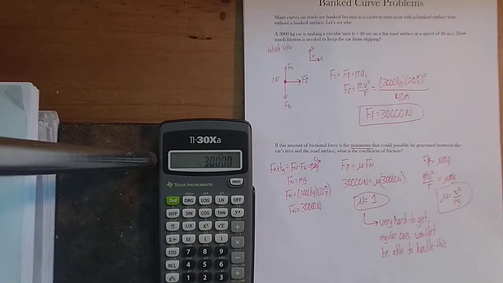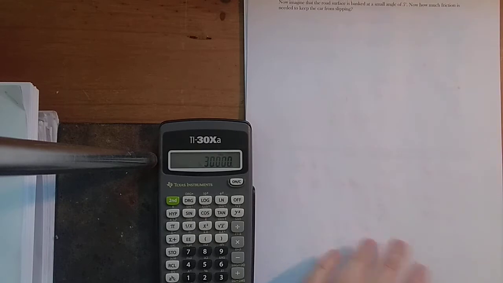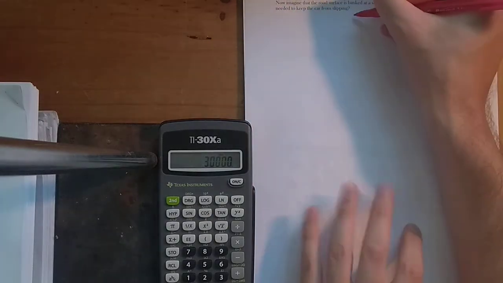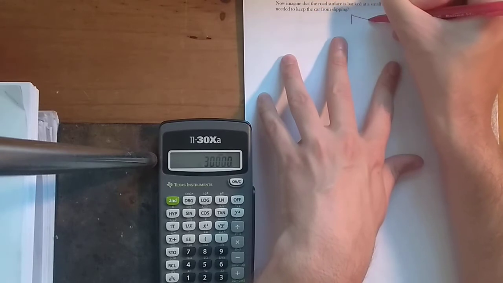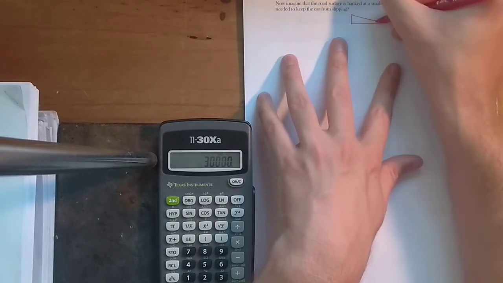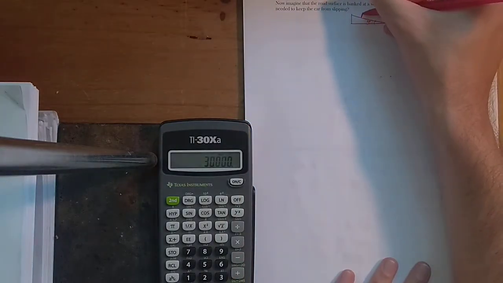So, let me just make sure that we have everything down here. Yes, okay. So now, we're going to imagine that the road surface is banked at a small angle of 5 degrees. Now how much friction is needed to keep the car from slipping? So here's what we have now. Here's the road surface right here that I'm drawing, and we're going to say that's about a 5 degree angle. It's really a lot more, but for this drawing, let's say it's 5.